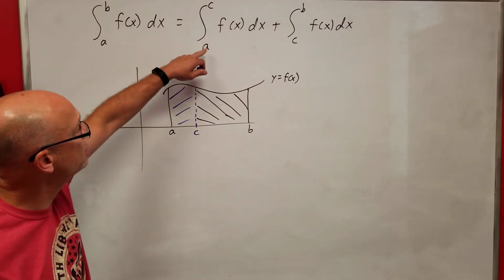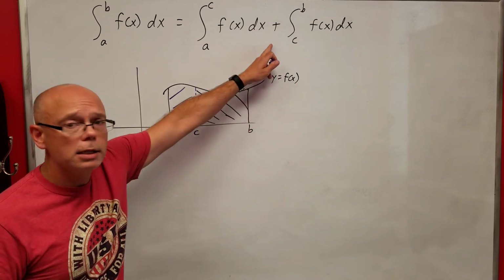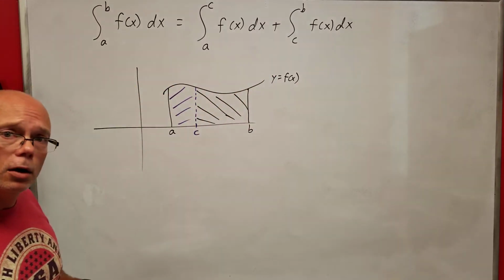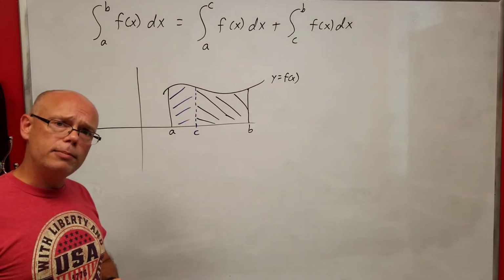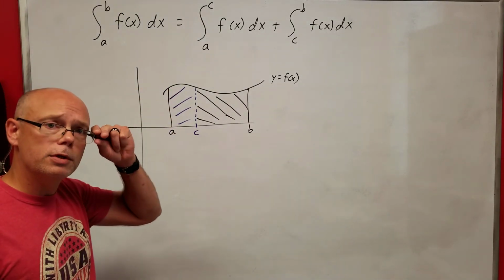That's what that's saying. The area under the curve from A to C plus the area from C to B is equal to the area of the whole thing. And sometimes this makes it much, much easier to integrate problems.